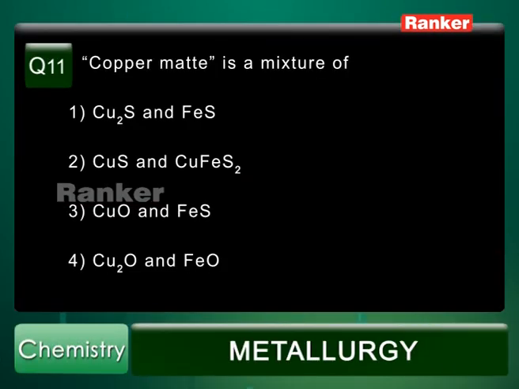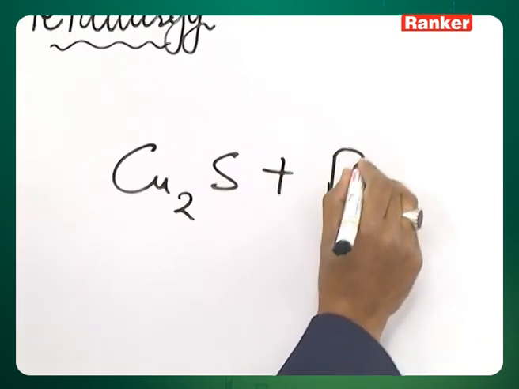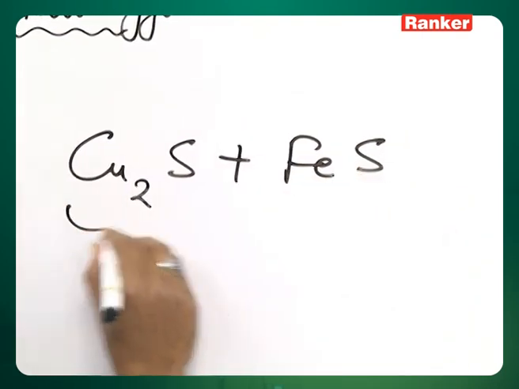Question number 11. Copper matte is a mixture of, first option Cu2S and FeS, second option CuS and CuFeS2, third option CuO and FeS, fourth option is Cu2O and FeO. The correct answer is Cu2S and FeS. This mixture of Cu2S and FeS is called matte.